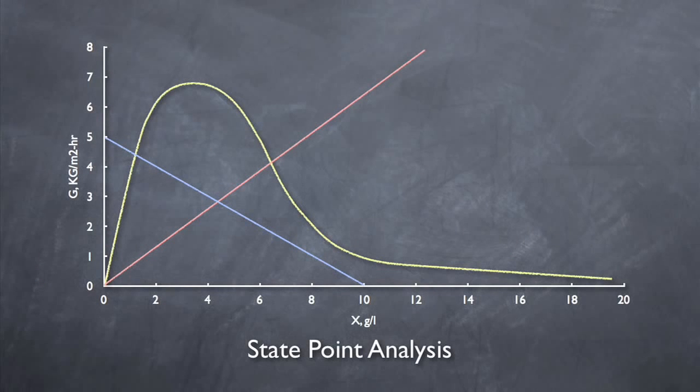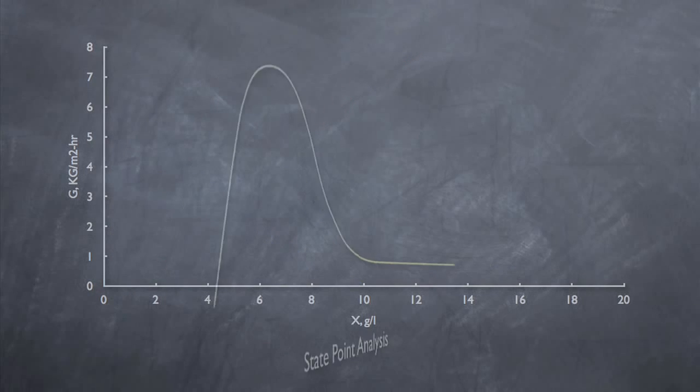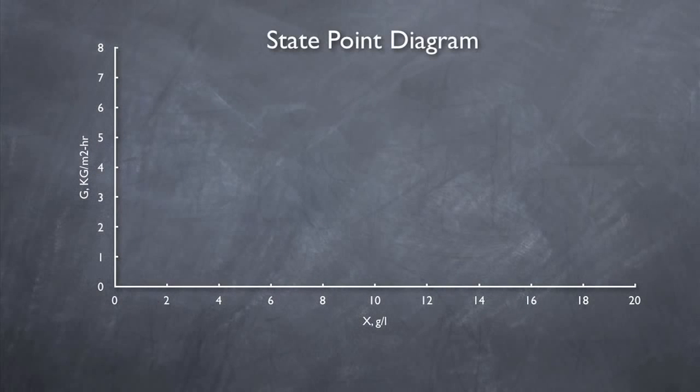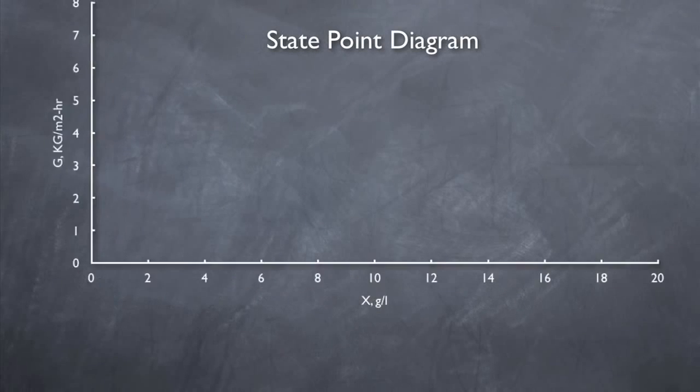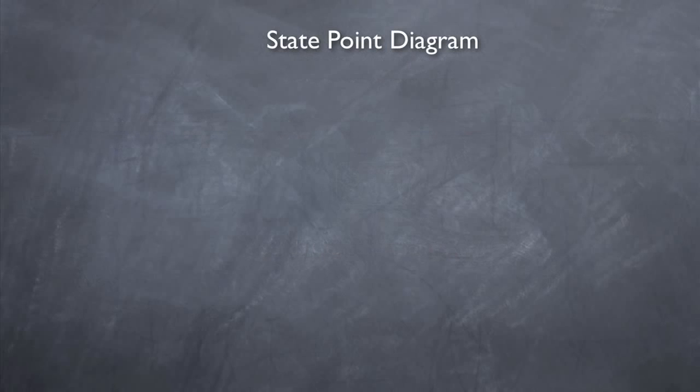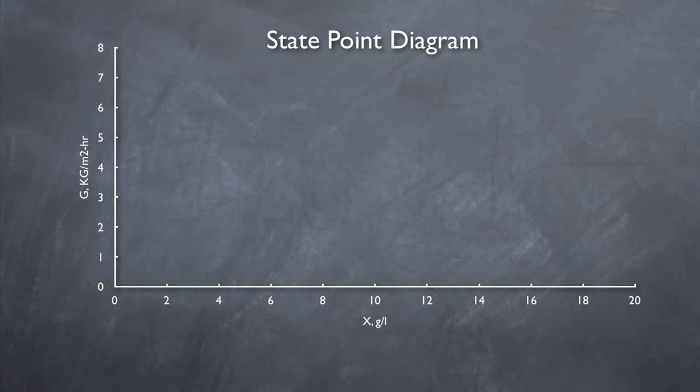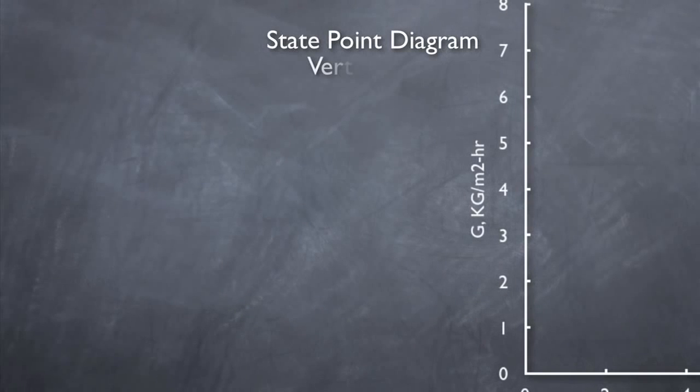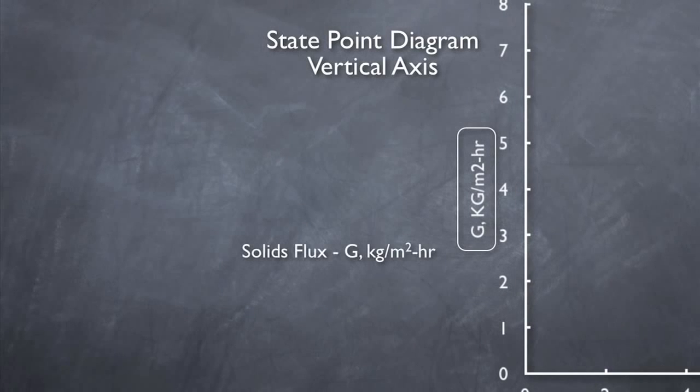One powerful tool which can help with successful and effective clarifier operation is the state point analysis. Let's go through what the state point diagram is and what it represents. The state point diagram consists of a horizontal axis, which represents the solids concentration, X, measured in grams per liter. The vertical axis represents the solids flux, G, measured in kilograms per meter squared hour.